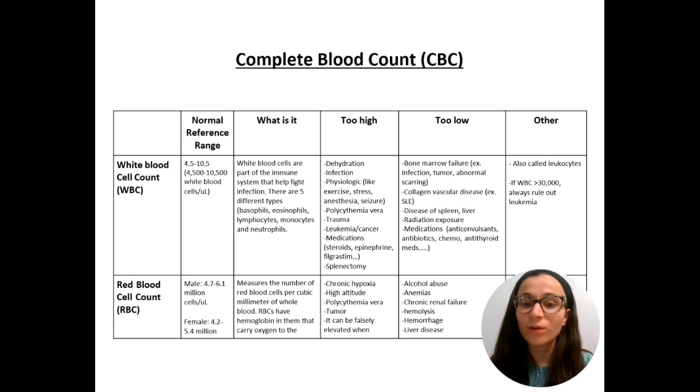Just note that if the white blood cell count is really high, let's say 30,000, you always want to rule out leukemia.